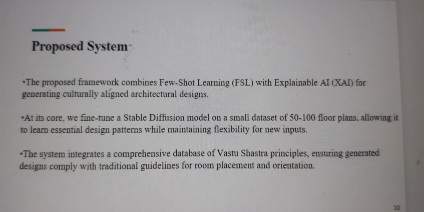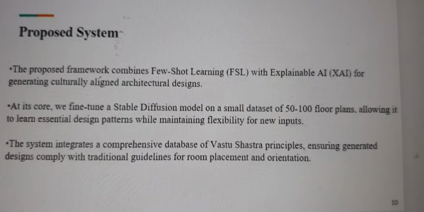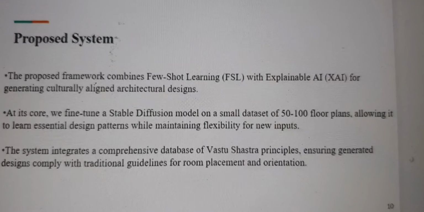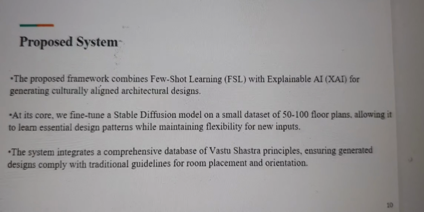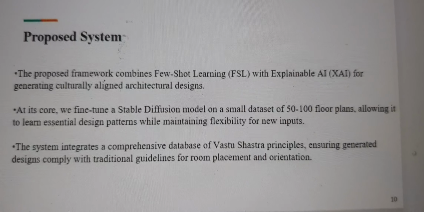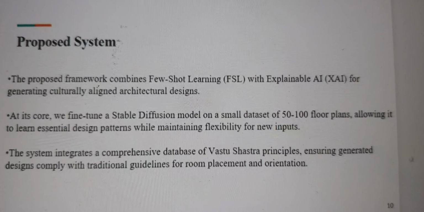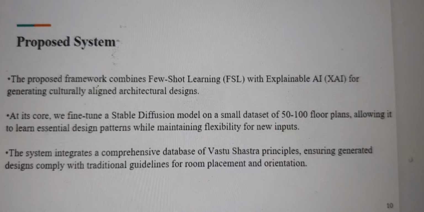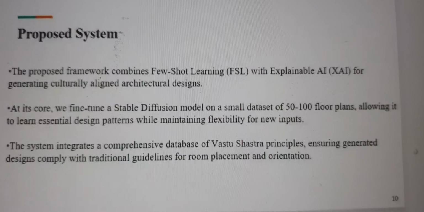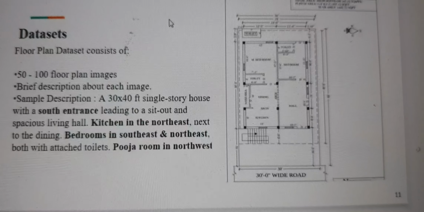So our proposed system uses techniques called few-shot learning and explainable AI, where we'll be training the stable diffusion model with a dataset of images, so that the model can understand how a floor plan is generated. We also try to integrate an explainable AI algorithm so that we can interpret the output produced by stable diffusion. In the next slide, we can see the dataset sample that we are using to train our model.